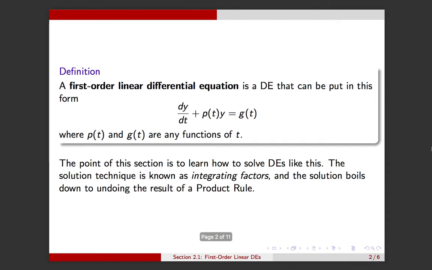background noise. Okay, so the point of section 2.1 is to solve first-order linear differential equations. I'll talk about the definition in a second. Let me just put the section in a bit of context. So recall the way the course works. We learn how to solve some DEs so that we can apply them to things like physics and ecology and whatever. Chapter 2 is sort of a little microcosm of that.